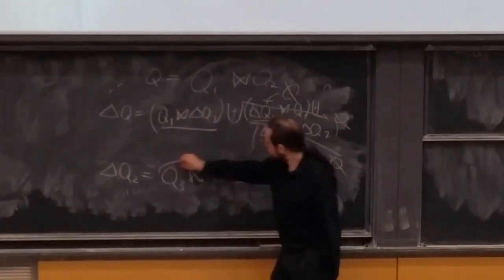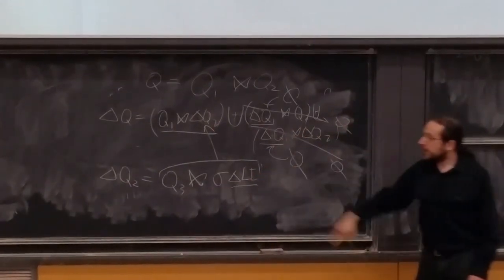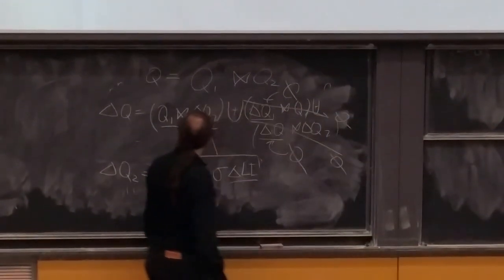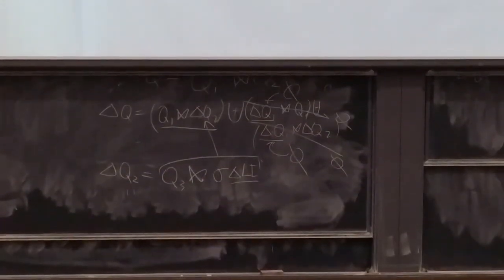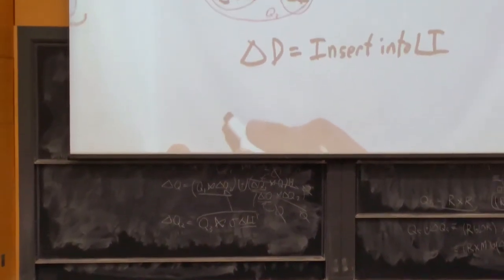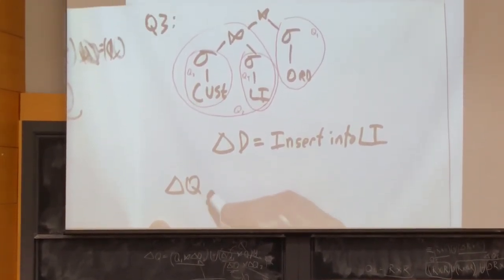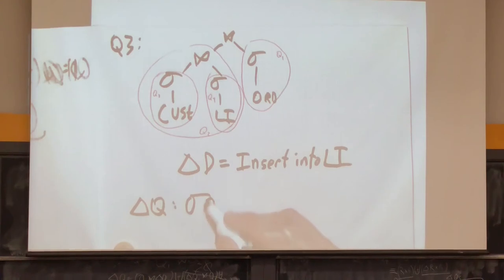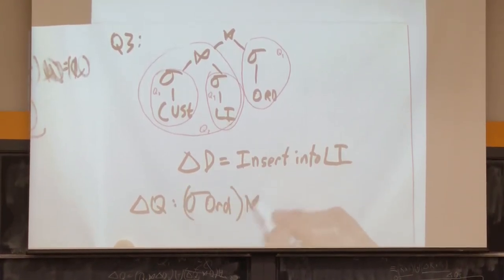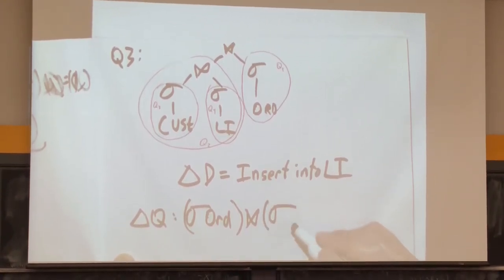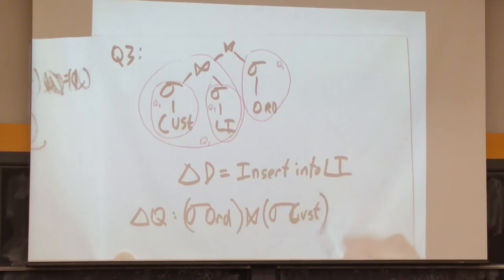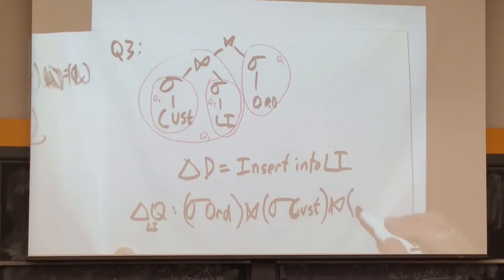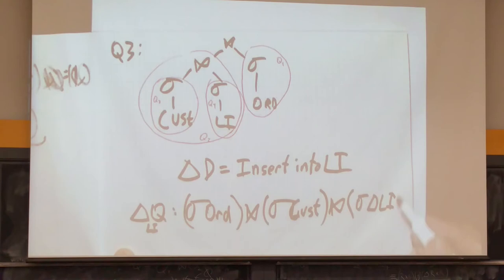And that means that the whole thing, plug that in to delta Q2, which means that whenever line item changes, you run, let me put it on here. Whenever line item changes, you can essentially run this new query, delta Q, which is selection over orders, joined with selection over customer, joined with a selection over the change in line item.